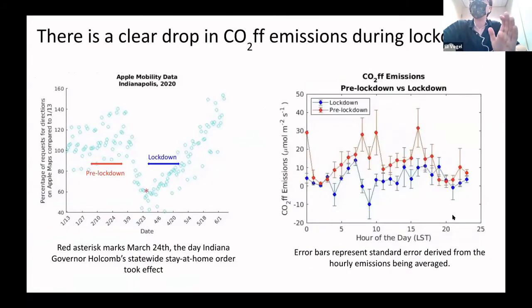So in order to compare emissions before and during lockdown, we had to choose 2 analysis periods. To the left is a graph of Apple mobility data from 2020, showing the relative number of directions requests Apple users made each day compared to January 13th. We chose a pre-lockdown period of February 5th to March 3rd, before Apple mobility drops. The lockdown period is the 4 weeks just after Indiana's statewide lockdown went into effect, indicated by the red asterisk. Apple mobility data and data from the Indiana Department of Transportation suggest the lockdown period saw much less traffic in Indianapolis, including on I-465.